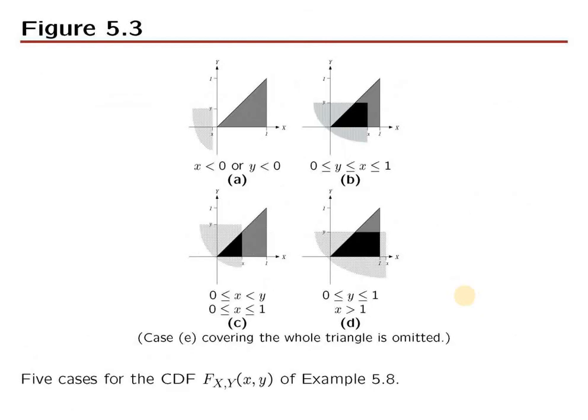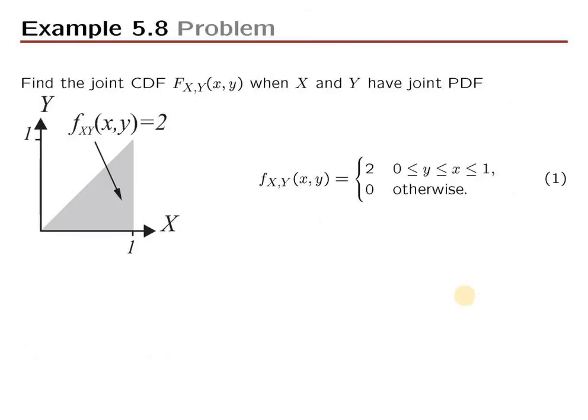Now this is the example, 5.8, and it says that X and Y have a joint PDF given to you as a rectangle that is defined between 0 and 1 on both axes. Now the question is we have to find the CDF. Okay, now for that reason we have to do the integration, because we know that CDF and PDF have a relation that is defined using integration.